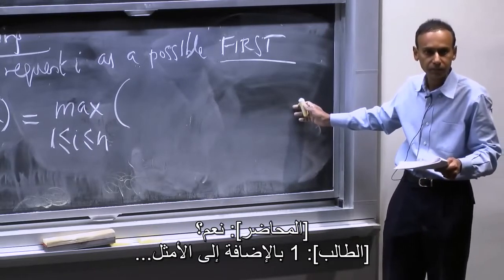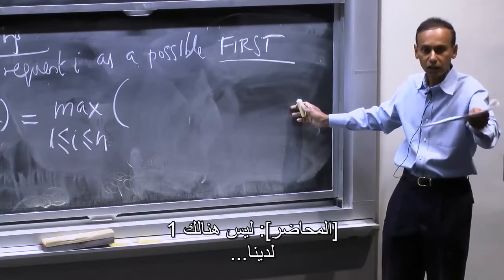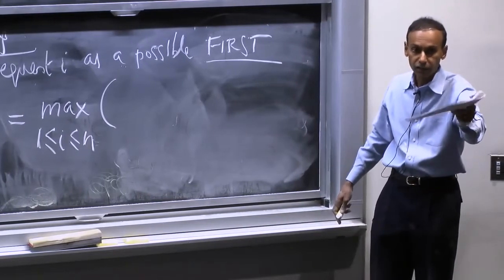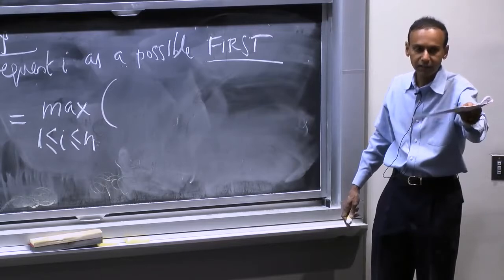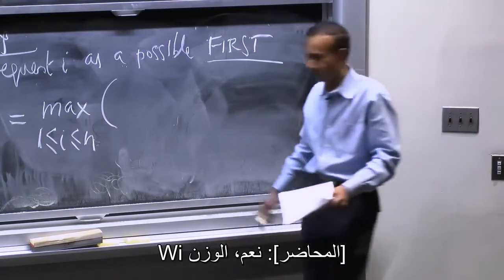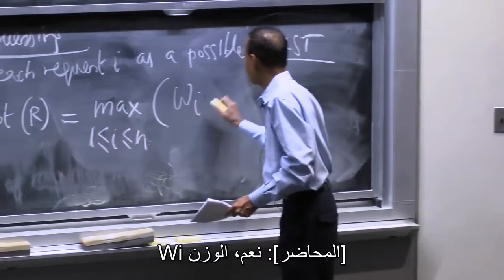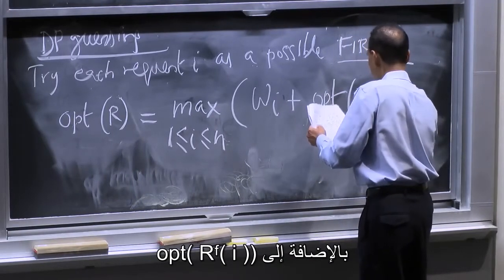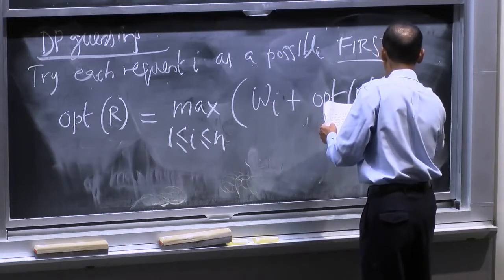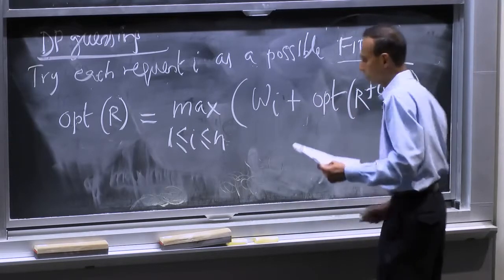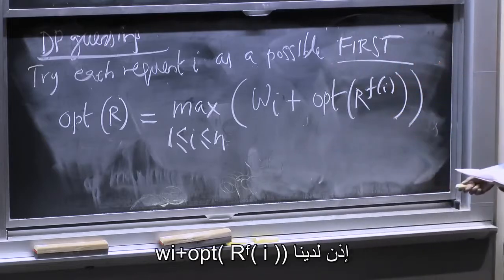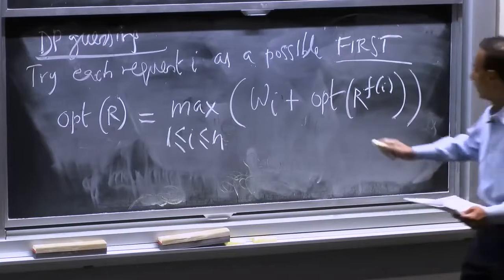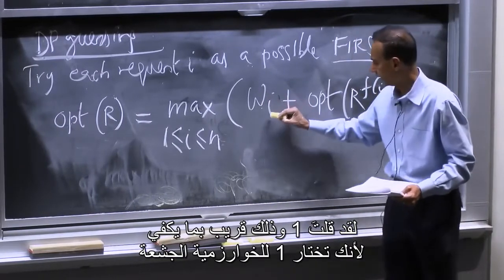Yep. 1 plus the optimal R of Fi. Not 1. What kind of problem do we have here? It's not 1 anymore. The weight. Yeah. So Wi plus the optimal of R of Fi. Right? Okay. So we got Wi plus optimal of R of Fi. And the reason you said 1, but close enough.